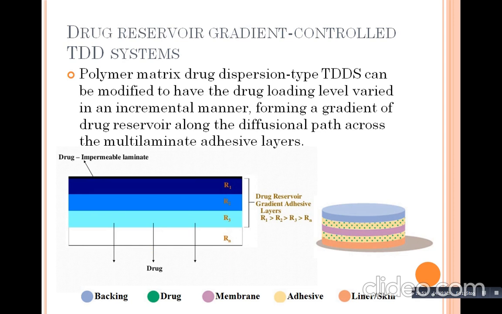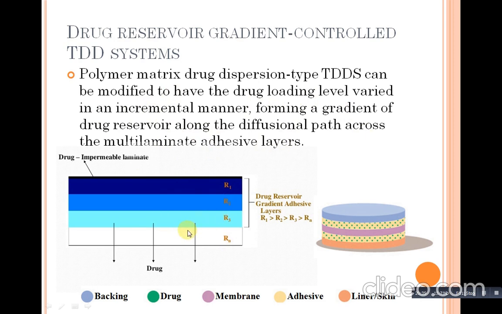The next system is the drug reservoir gradient control transdermal drug delivery system. The polymer matrix drug dispersion type transdermal drug delivery system can be modified to have the drug loading level varied in an incremental manner. You can see here the four layers, R1, R2, R3 and R4, or Rn, forming a gradient of drug reservoir along the diffusional path across the multilaminate adhesive layers. Here the black color is the backing membrane, R1 is the first layer, R2 the second layer, R3 the third and R4 the fourth layer.